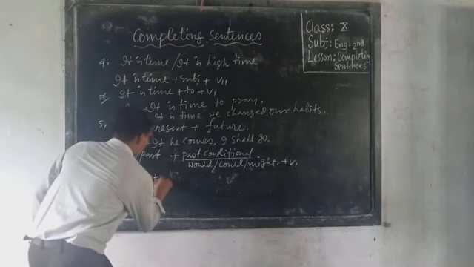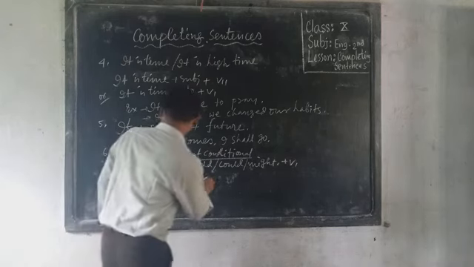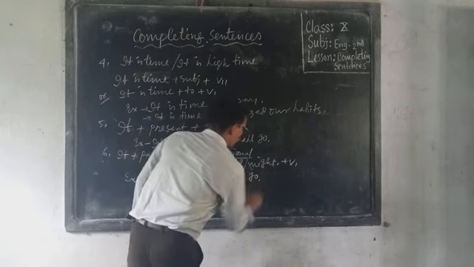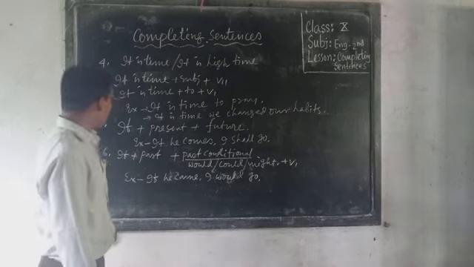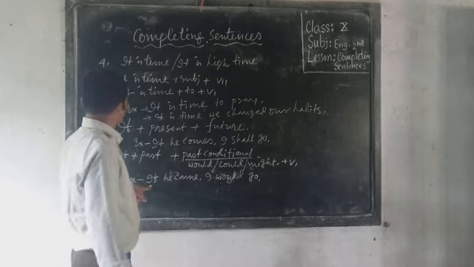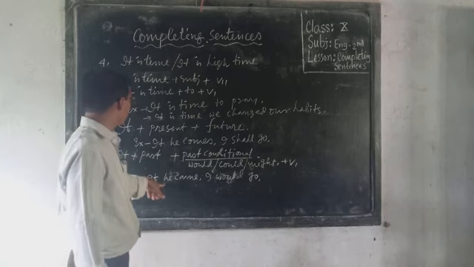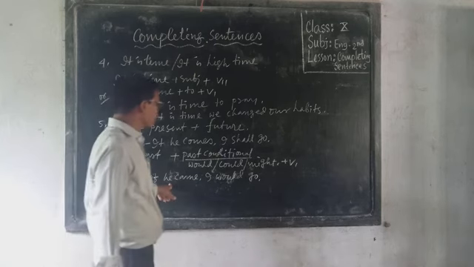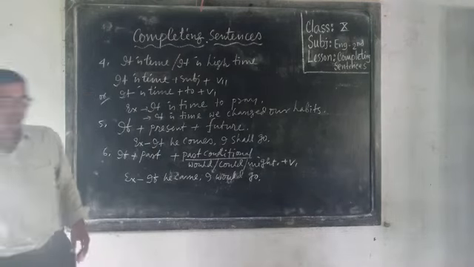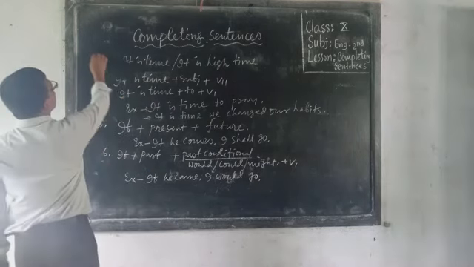If he came, I would go. So let's look here in the example, we have taken the instance of the first conditional here. Only we have changed the tense of that. I think this is very clear to you all. Now let's move on to the next rule.